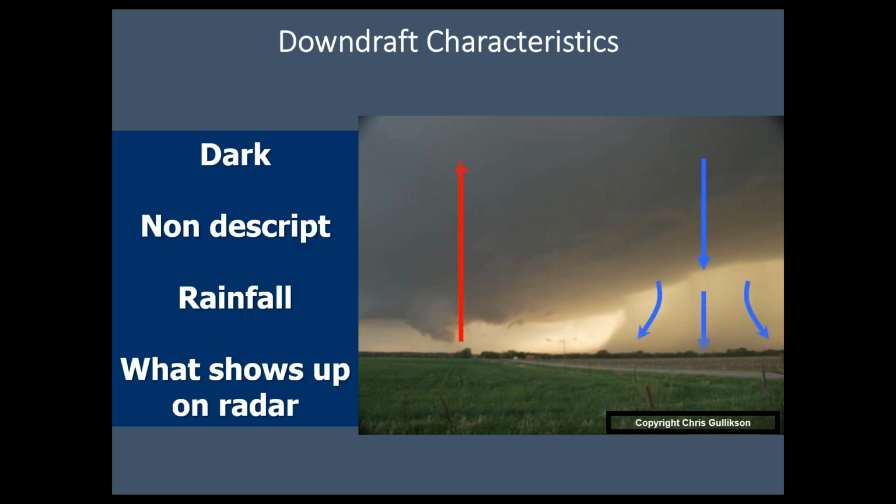So the downdraft characteristics: if you were kind of stuck in that downdraft, it's going to be darker. You're going to be seeing a lot of rain, probably hail. It's really what you're seeing on radar, and I'll show you that here in just a minute. The rain and hail, everything that you're really seeing on radar with that particular storm, is coming out of the downdraft region.